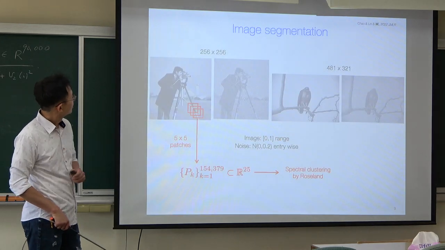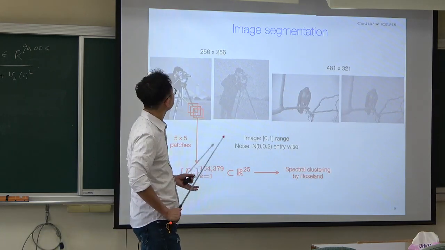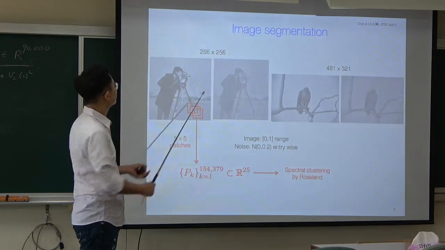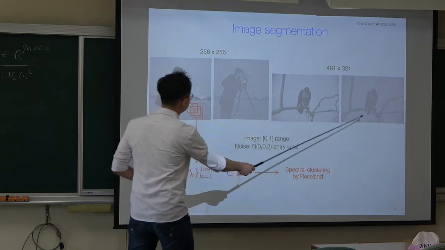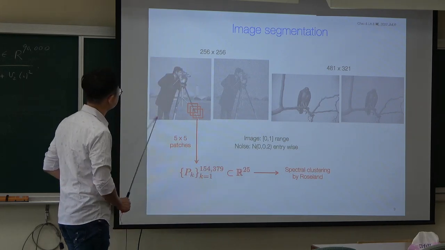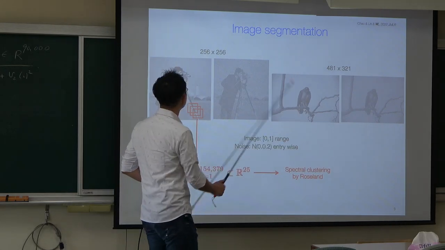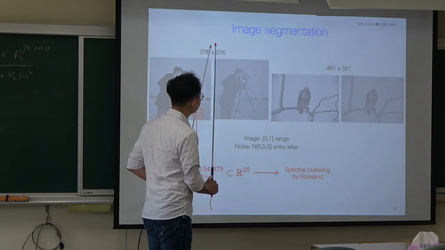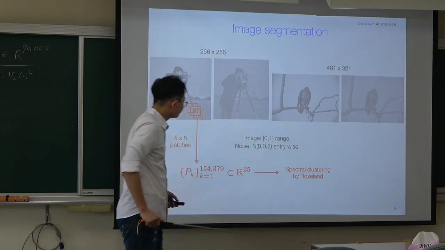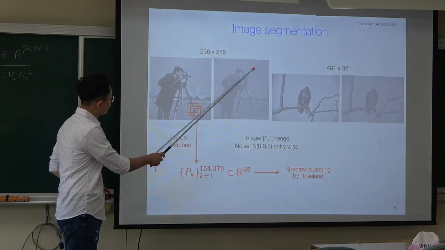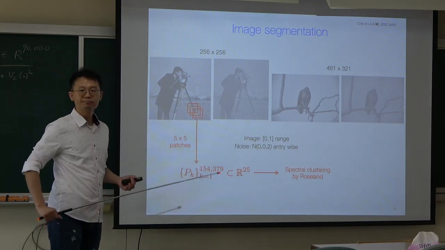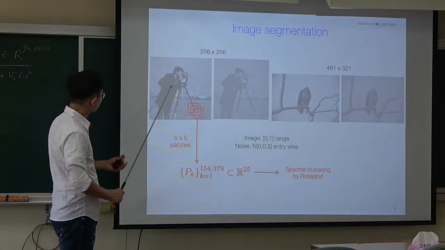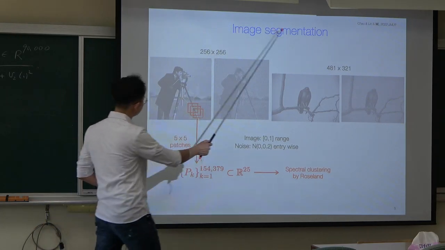Okay. Now we can see a final application, that is image segmentation. So for example, in these images, the first one is a cameraman, the second one is a hawk, and this is the image size. And here we add noise as before. And what we do here is we want to do image segmentation.